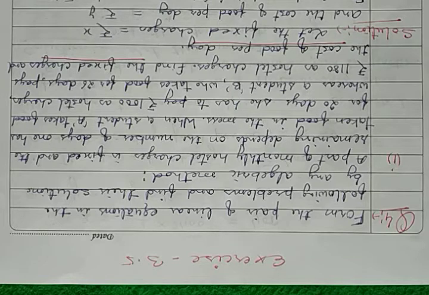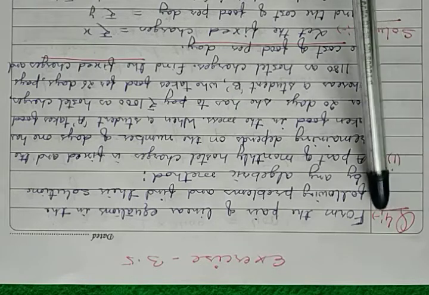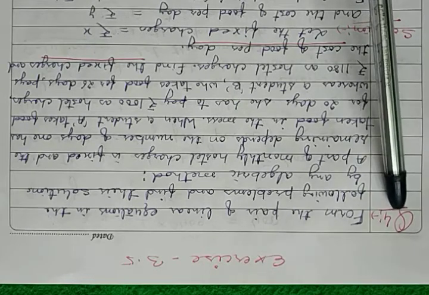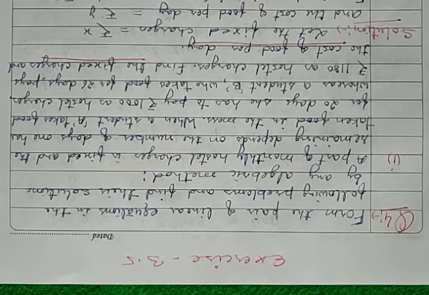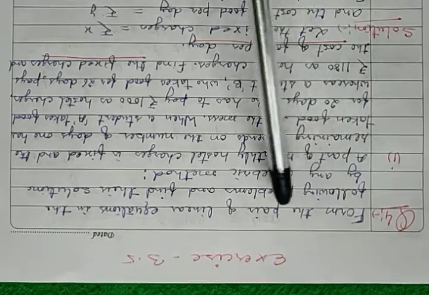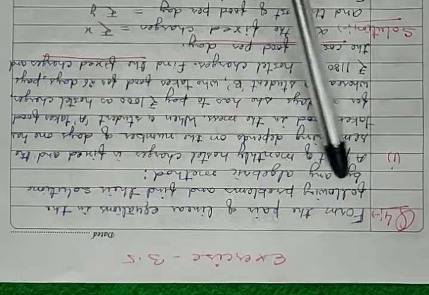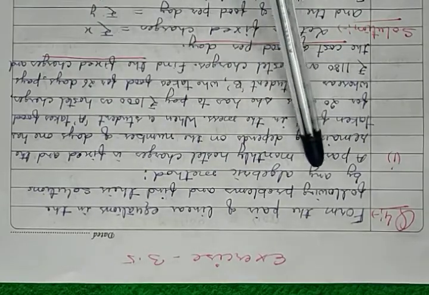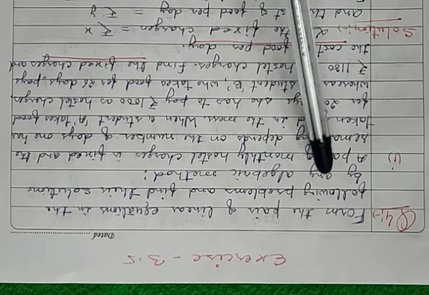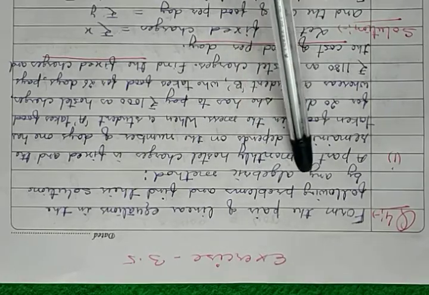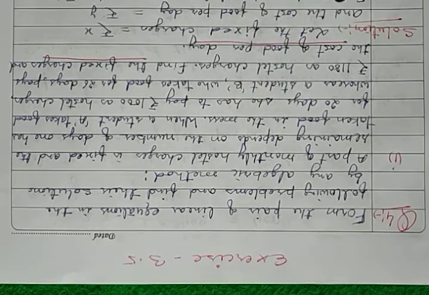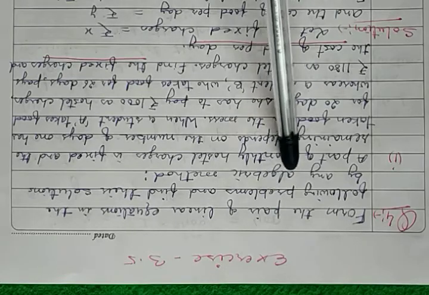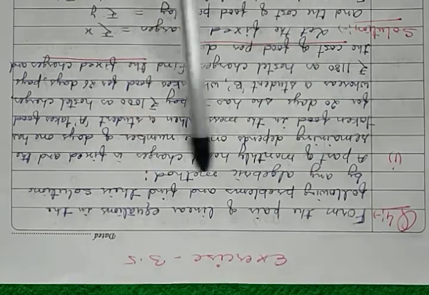With the help of that, we are solving question number 4 of exercise 3.5. Up to 3 we have studied in the previous lecture. Form the pair of linear equations in the following problems and find their solution by any algebraic method. Here you know 3 methods. Number 1, substitution method. Number 2, elimination method. Third is cross multiplication method. Whatever is easier for you, you will use that.